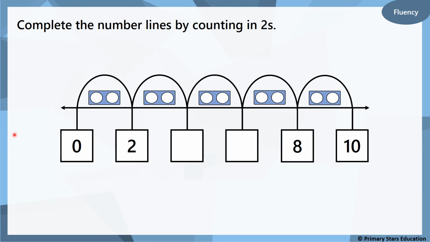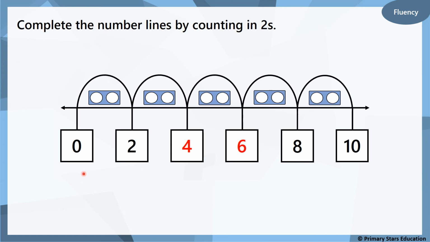Okay, can you have a go at filling in the blanks in the twos number line? So what numbers are missing? Pause me if you need to and write them down. Let's see if you're right.